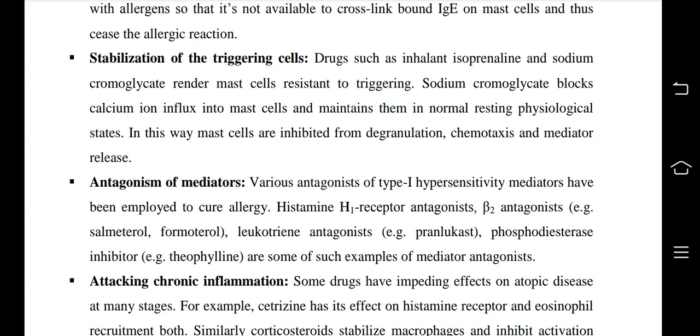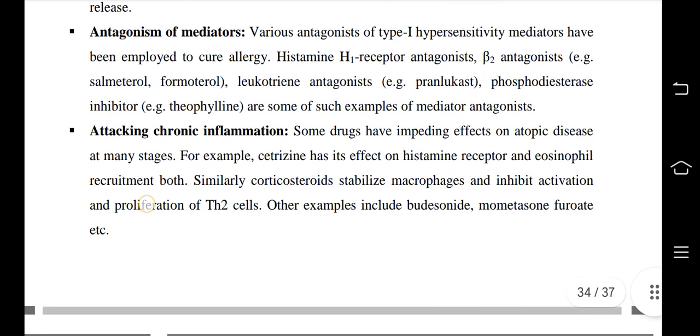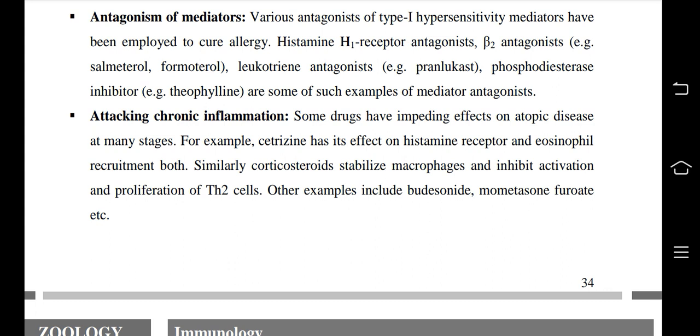Then antagonism of mediators. Various antagonists of type 1 hypersensitivity mediators have been employed to cure allergy. Histamine H1 receptor antagonists, beta 2 agonists such as salmeterol and formoterol, leukotriene antagonists, and phosphodiesterase inhibitors are some examples of mediator antagonists attacking chronic inflammation.